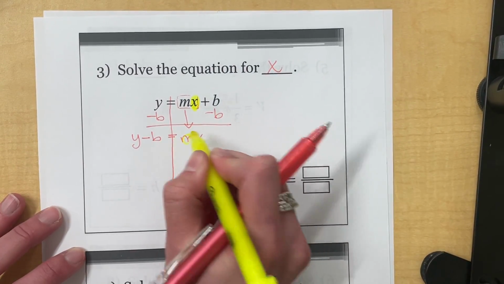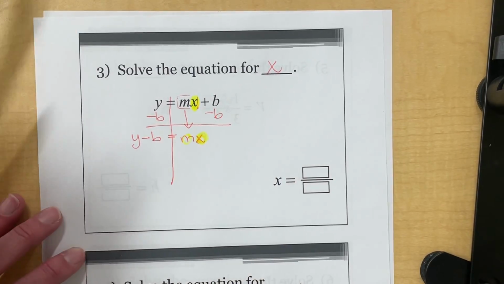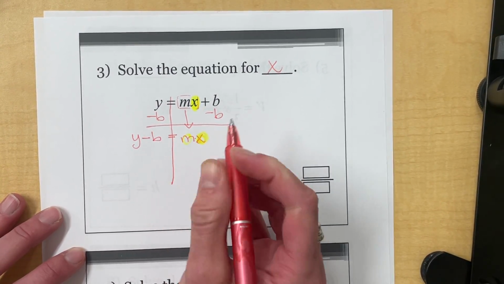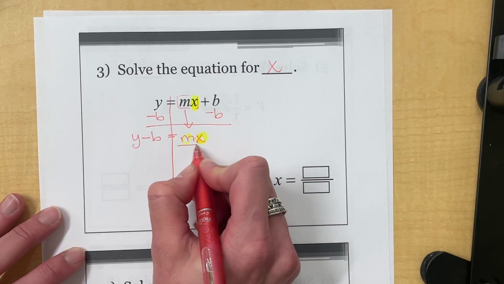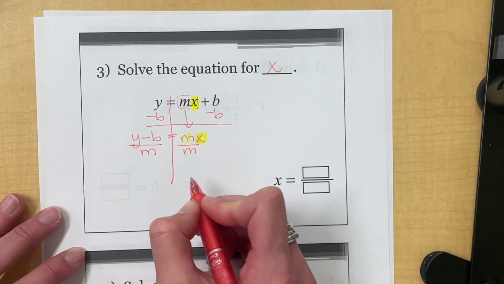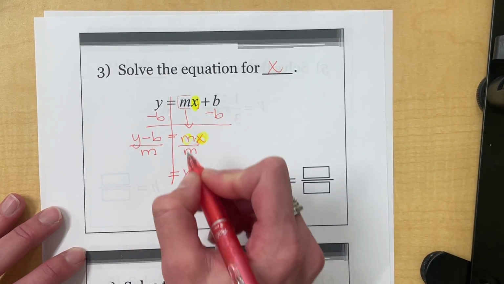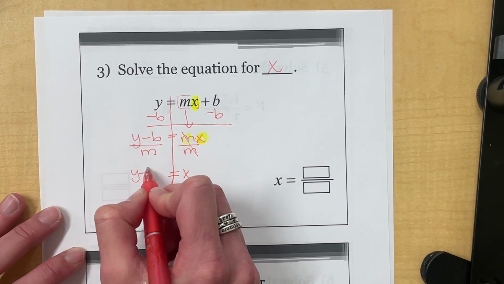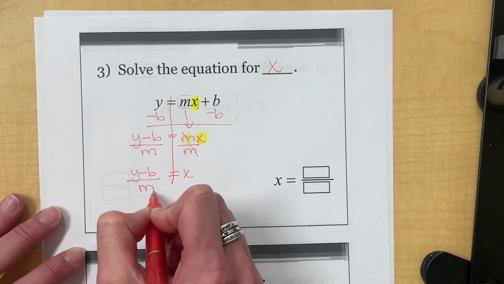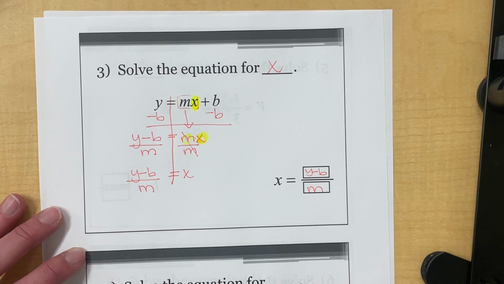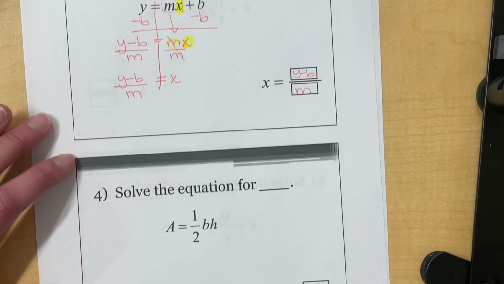Use that highlighter again. Oops, we're highlighting x, which means we have to get rid of the m. It's attached by multiplication. So now I'm going to divide by m on both sides. That's going to give me x all by itself. Those cancel out. So I now have y minus b over m. And I can just rewrite that here as well for my final answer.